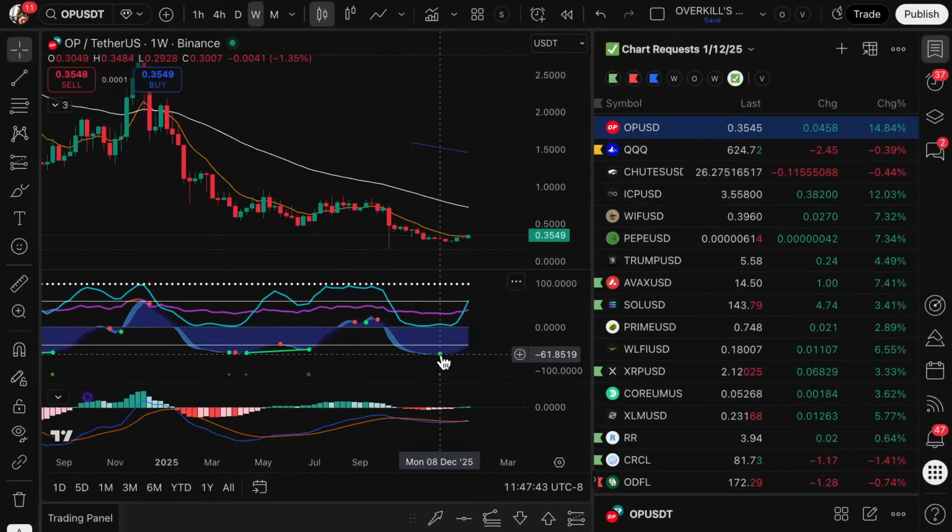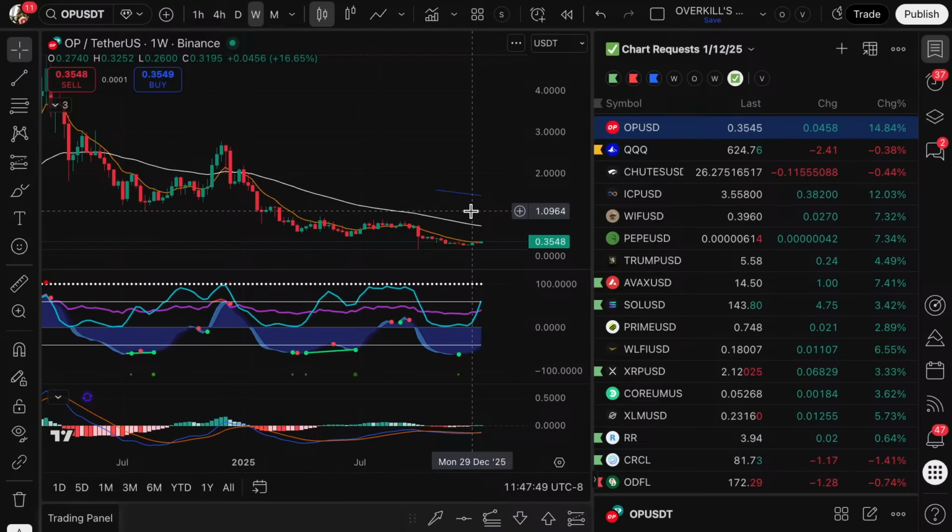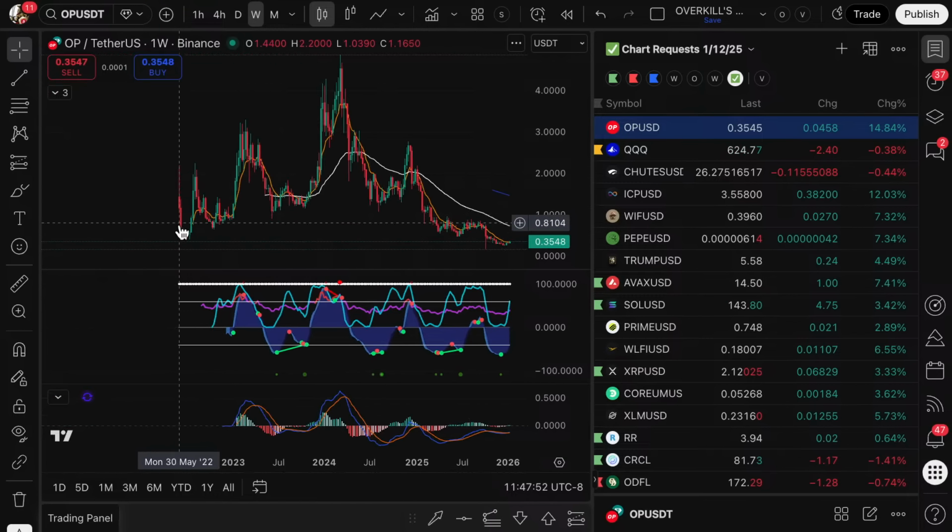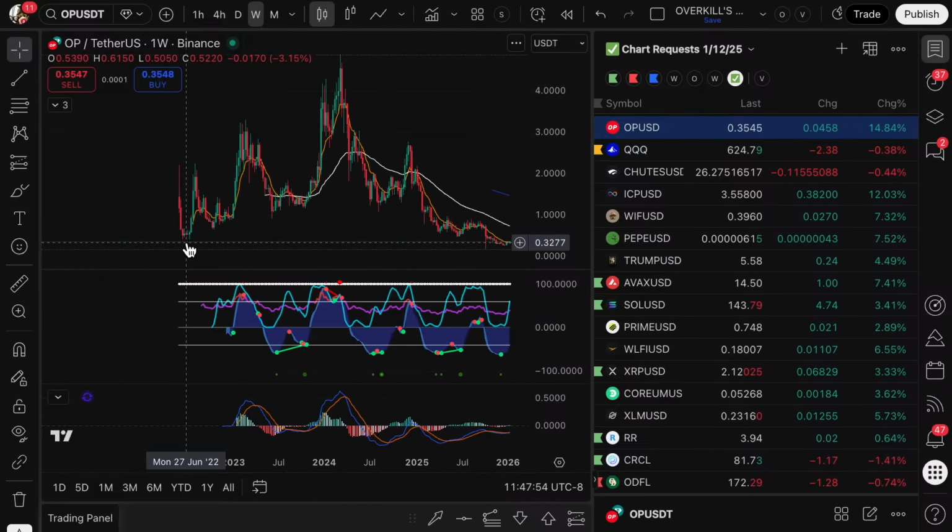So OP gave our signal back here on December 8th at around 30 cents. It's sitting at around 35 right now, so it's up about 20% off the bottom, but you could see where we bottomed back here in 2022. We're right back down at the 3-year low right now.